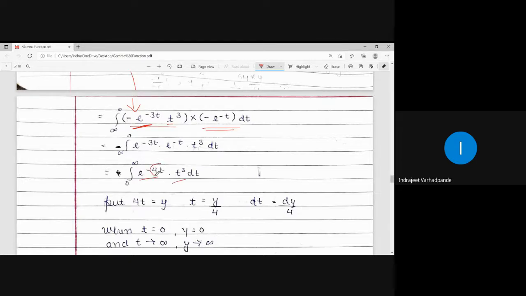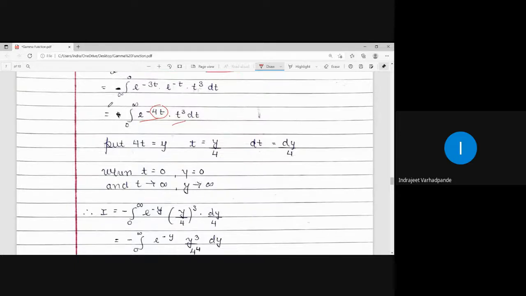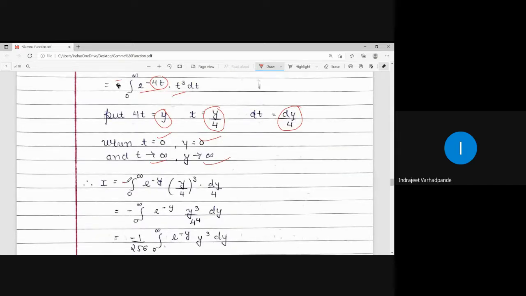In this e to the power minus 4t, the minus remains as it is, and 4t is to be substituted with some other variable. What is that other variable? 4t is equal to y, t is equal to y by 4, dt will be dy by 4. So when t is equal to 0, y is 0. When t tends to infinity, y tends to infinity. One minus will remain as it is. Integral 0 to infinity e to the power minus y, y by 4 whole cube, dy by 4.